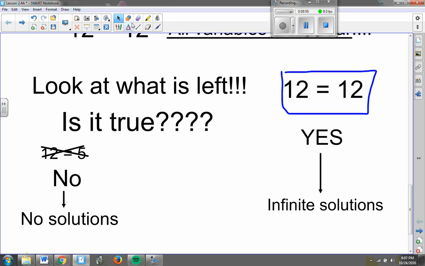Okay? So please make sure that this gets in your notes. I'm going to want to see this stuff in your notes. No means no solutions. Yes means infinite solutions. Has to go in your notes. So when all of your variables disappear, look at what is left and decide, is it true? If it's true, infinite solutions. If it's not, no solutions.